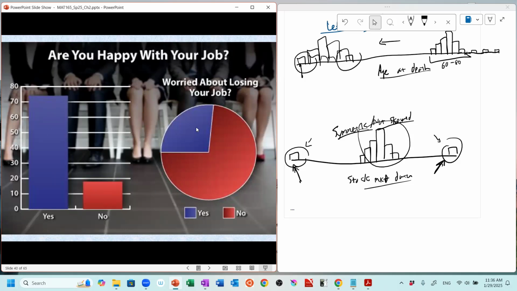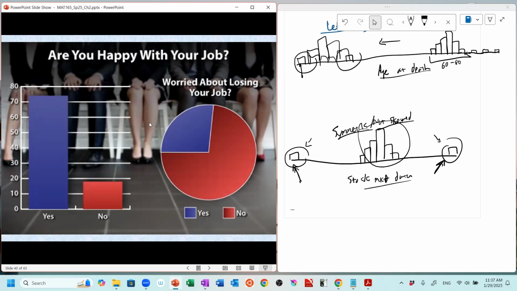Yes is blue. I look over here and I see, wait, why did blue go from the majority to about 25%? This is kind of confusing. Oh, wait, well, blue is yes in both cases, but they kind of switched the parity of the question: are you happy with your job on the left versus are you worried about losing your job on the right? Well, if you're worried about losing your job, you're probably not happy with your job and vice versa. If you're happy with your job, you're probably not worried about losing it.